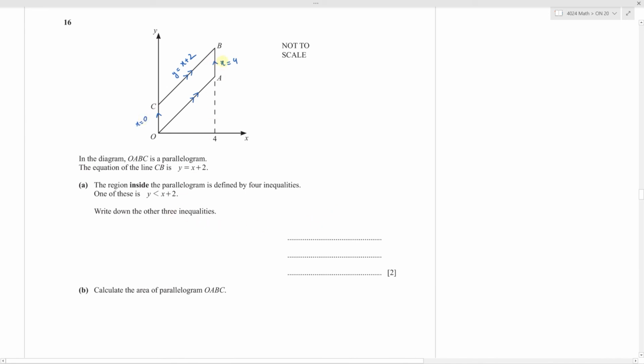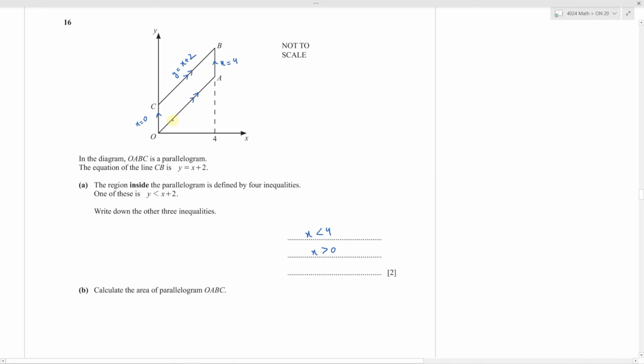So for the other inequality, since the inside of the parallelogram is towards the left side of line AB, this would be x is less than 4. And then the inside of the parallelogram is towards the right side of this line OC, so this will be x is greater than 0.